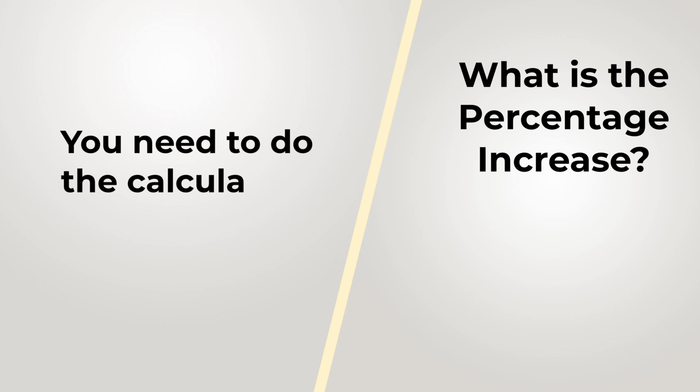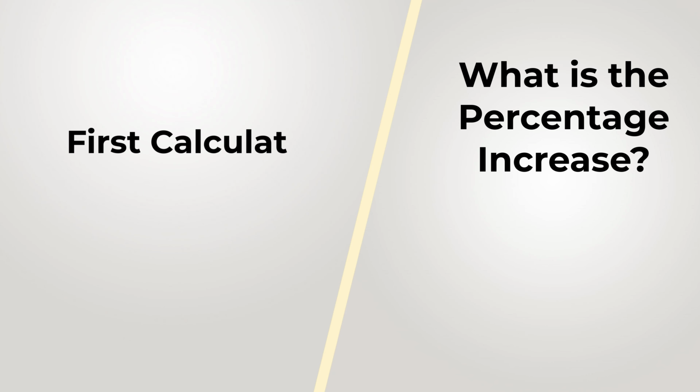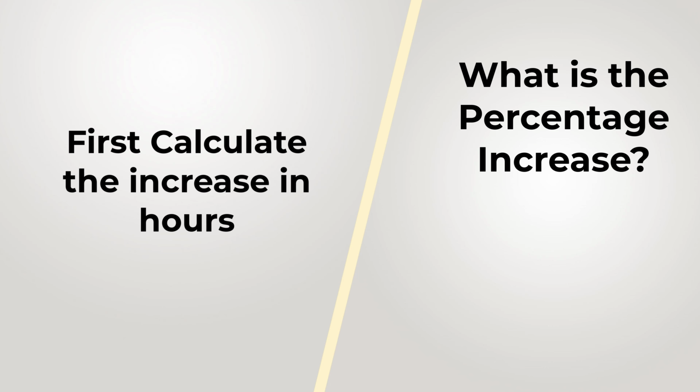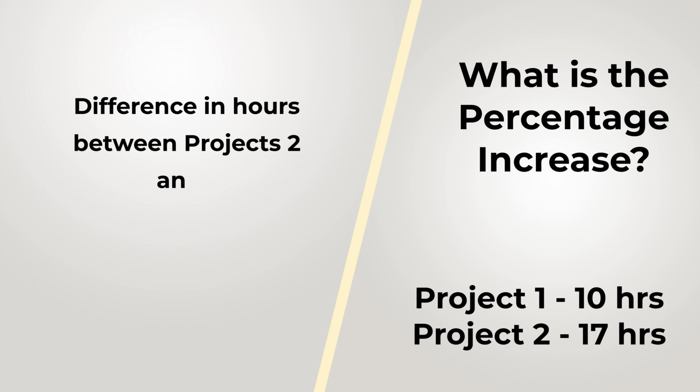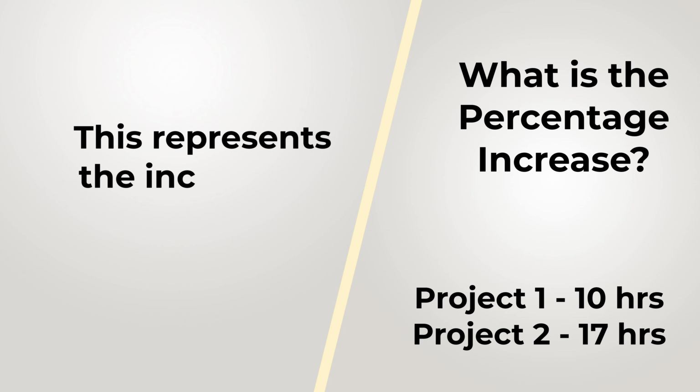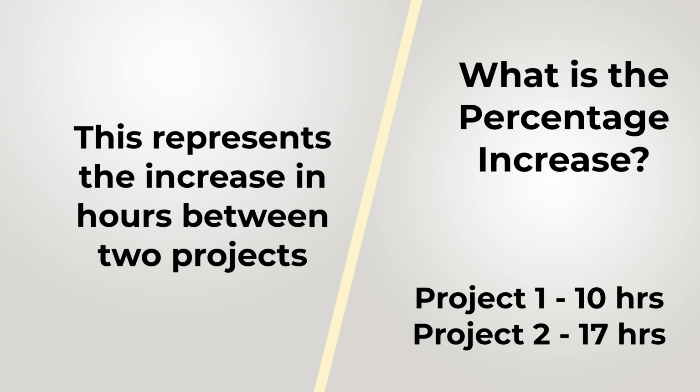To calculate percentage increase, you need to do the calculations. First, you need to determine the increase in hours. To do that, you need to subtract project 1 hours from project 2 hours. To do this, you need to do 17 minus 10, and the result would be equal to 7 hours. This represents the increase in hours between the 2 projects.